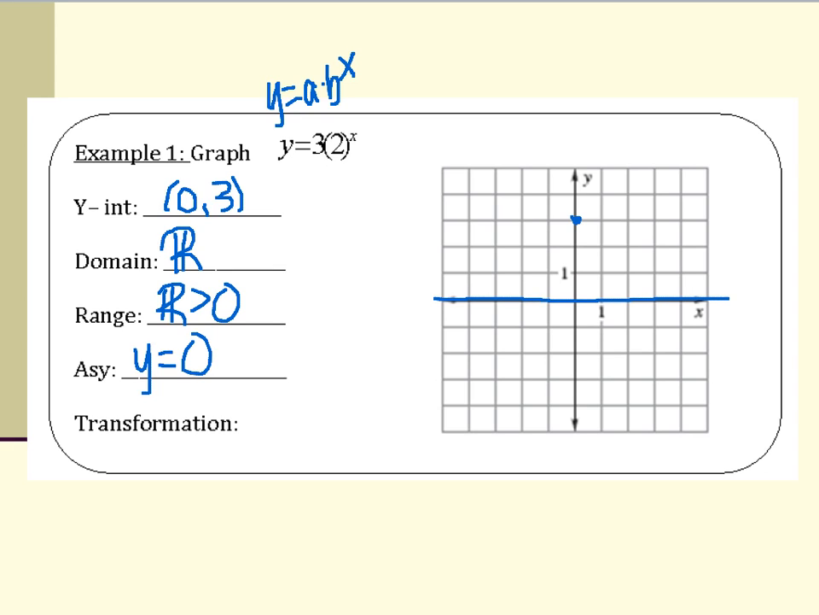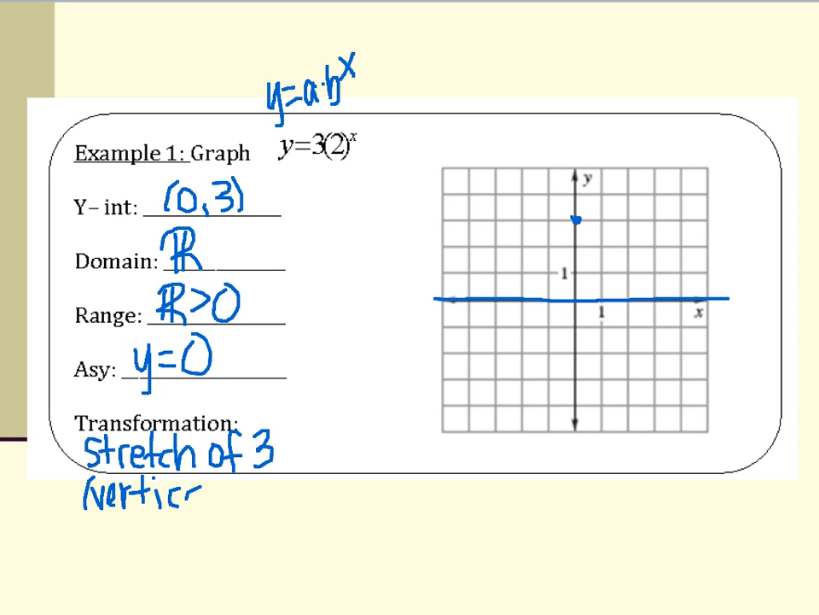Now your transformation, what you've got to look at here is think about our parent function. For our parent function, the graph goes right here through the point 0, 1. Now, the way we tell what kind of transformation here is you look at your y-intercept, and if you look, it's kind of like that's been pulled up or stretched up here to 3. So the transformation is a vertical stretch of 3. You might even want to include the word vertical.